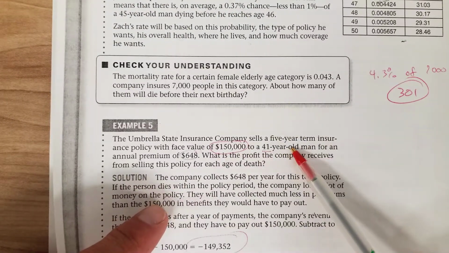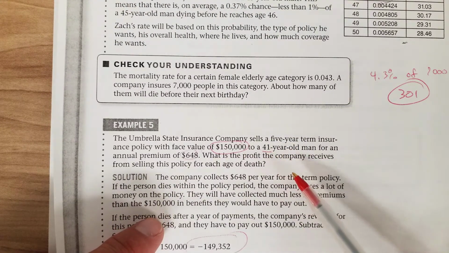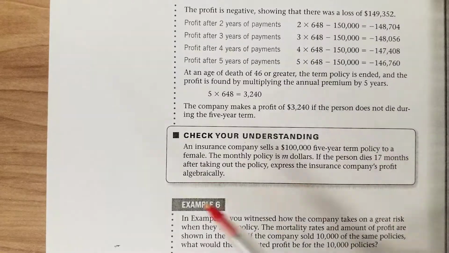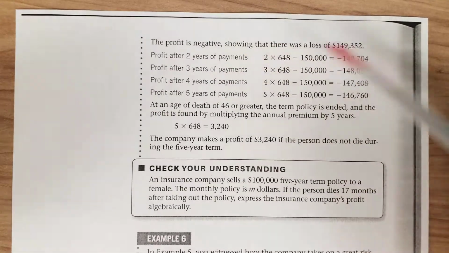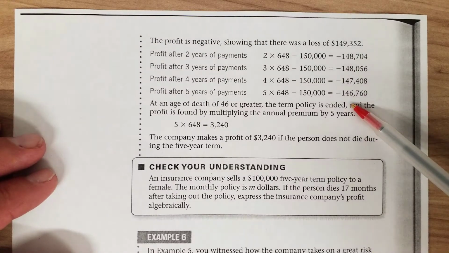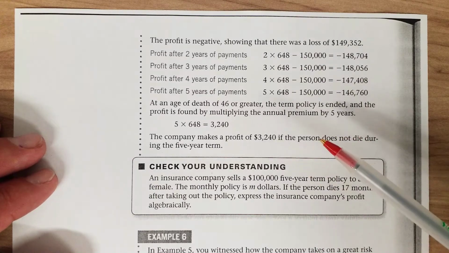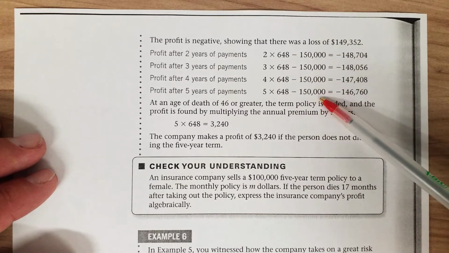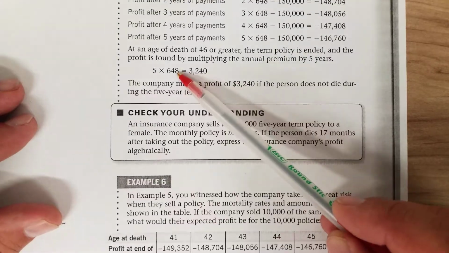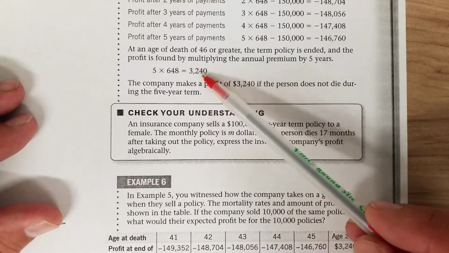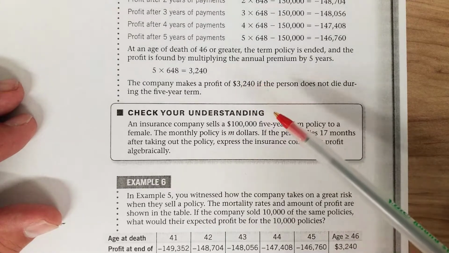So remember, in the problem, it was a 5-year term insurance. So from 41 to 46. That's why this table here, see, if they die within the first 5 years, the company's going to lose money. But after 5 years, the term policy is over. So they are no longer on the hook for this $150,000, but the customer has paid in $648 every year for the 5 years. So then the company would profit that much money.